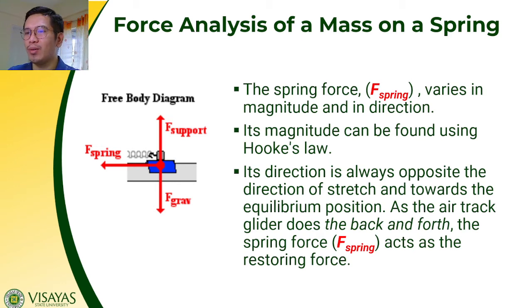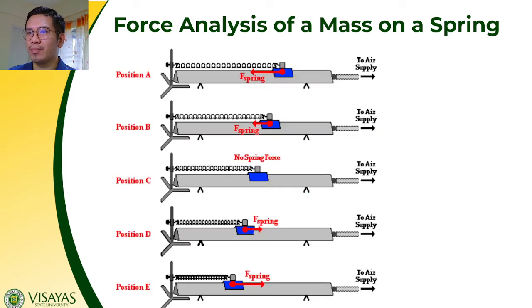Okay, so let's suppose that the glider is pulled to the right of the equilibrium position and released from rest. The diagram on your screen shows the direction of the spring force after we release the glider from its equilibrium position. So we have 5 different positions: A, B, C, D, and E.